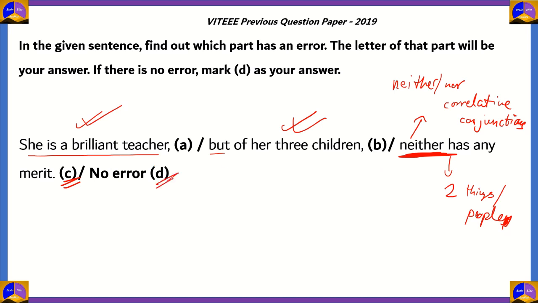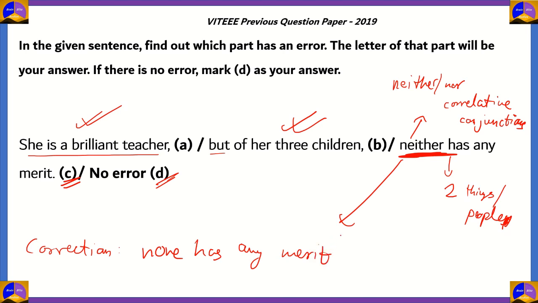And D will be incorrect because we have an error, so no error will be an incorrect option. The correction here will be none has any merit. The word none is used for 3 or more than 3 things or people. So in this question, the correct option is option C. Neither has any merit, because that part of the sentence is incorrect.